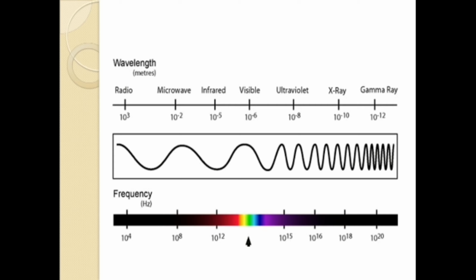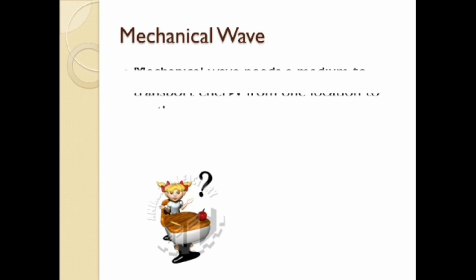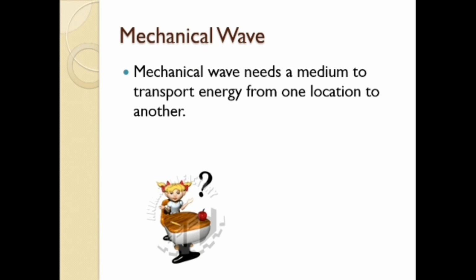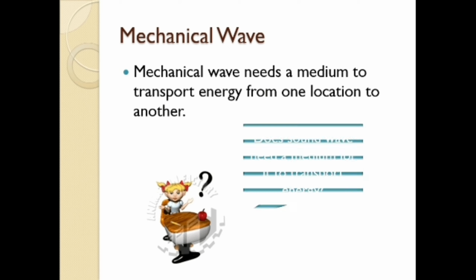Now here is the composition of electromagnetic waves. We have the radio waves, microwave, infrared, visible waves, ultraviolet, X-ray, gamma rays. Now in waves and optics, when we reach optics, we will focus on the visible range, or the visible electromagnetic waves. Again, mechanical waves need a medium to transport energy from one location to another.